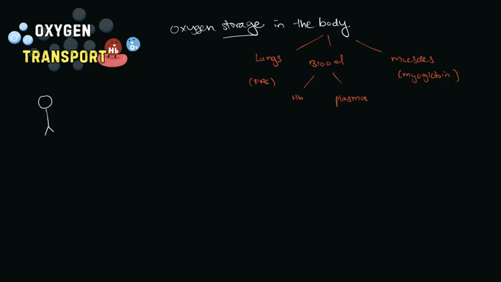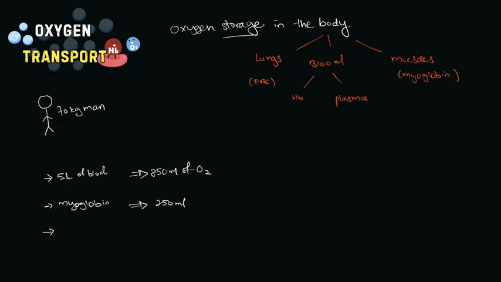So let's project these values to a healthy 70 kilogram adult man with a typical blood volume of about 5 liters. So they will have about 850 mils of oxygen in their blood. Myoglobin can store up to about 250 mils of oxygen, and the functional residual capacity of the lungs can carry up to 450 mils of oxygen. So when you add this all up, you have about 1,550 mils of oxygen contained in the whole body. Like I said, not that much.